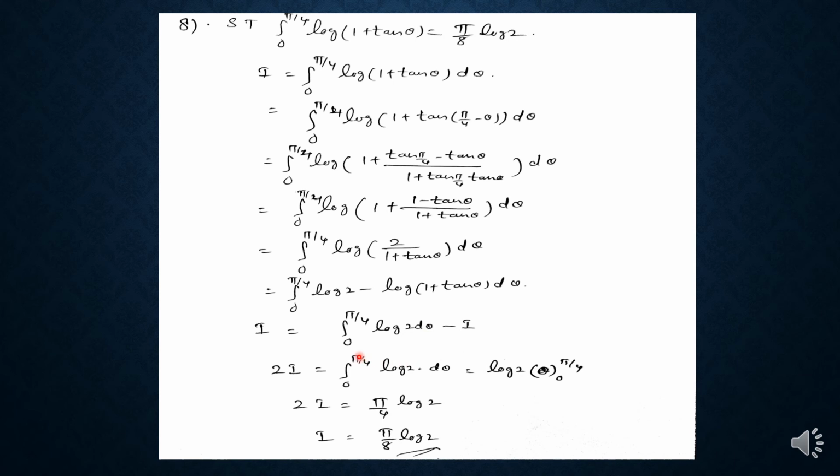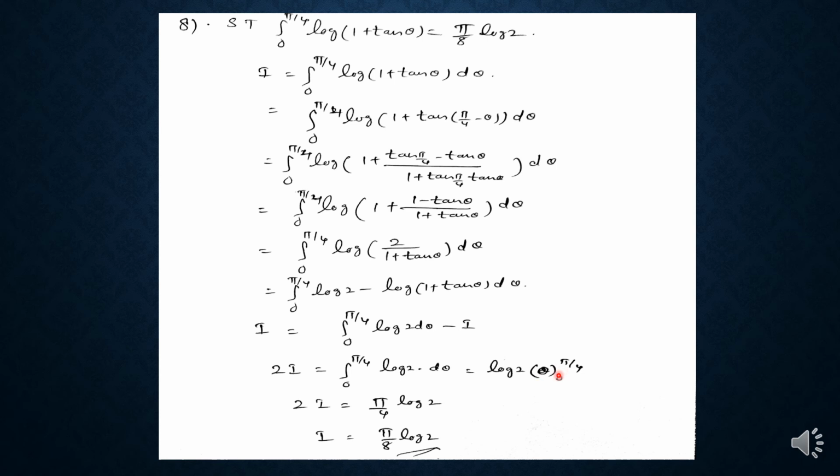So to integrate this function, log 2 is a constant. So log 2 into integral 0 to pi by 4 d theta. Integral dx is equal to x, so here integral d theta is equal to theta. So that is log 2 into theta from 0 to pi by 4.